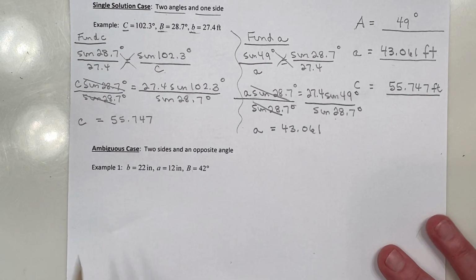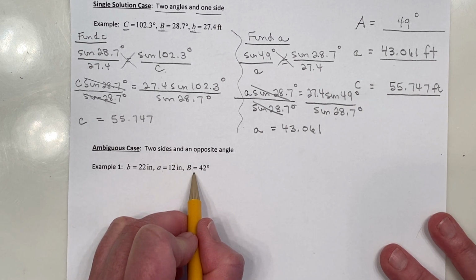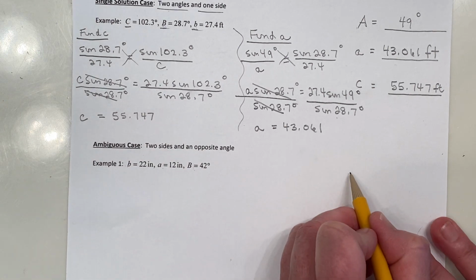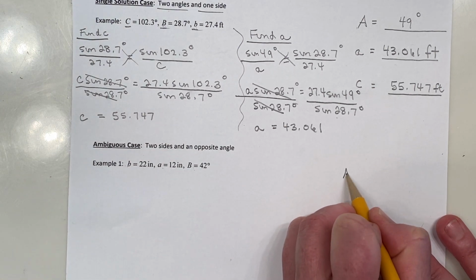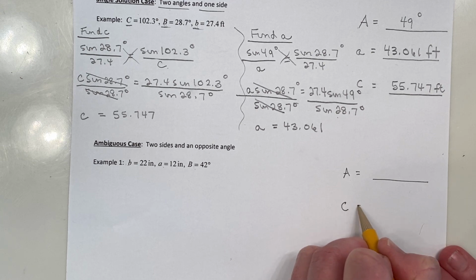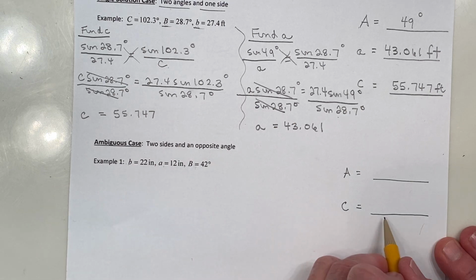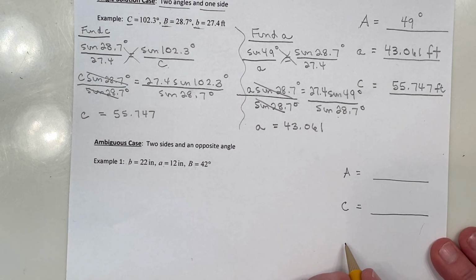All right, studying what we have: two sides, A and B, and then we have the angle across from side B, 42 degrees. So over here, I'm going to list things that are missing. I'm going to need to find angle A, angle C. Of course, once I get angle A and I have B, I can easily find C. And then I need side C.